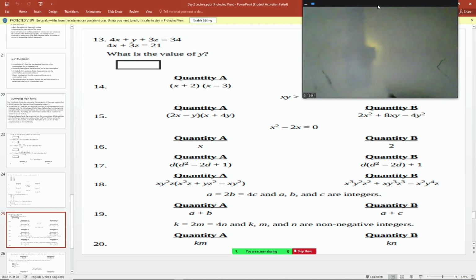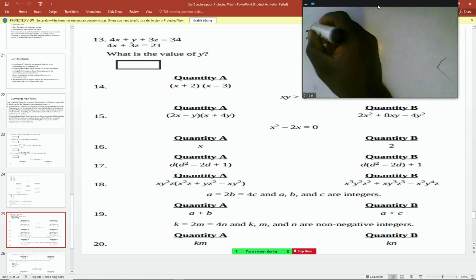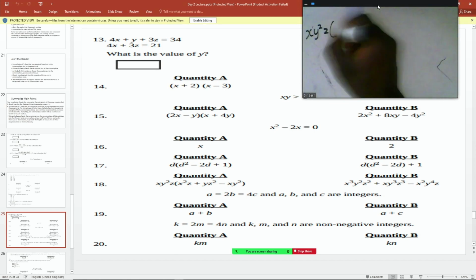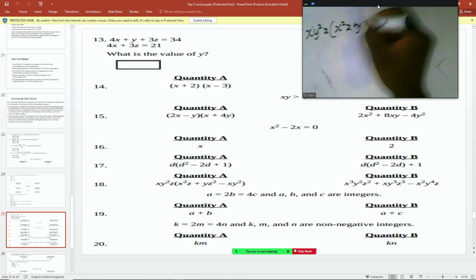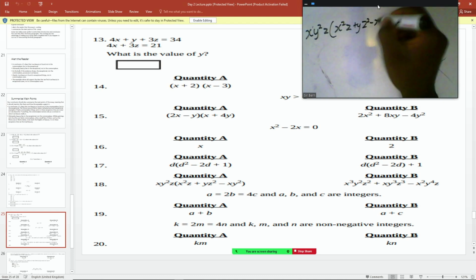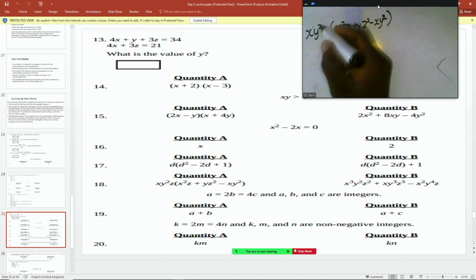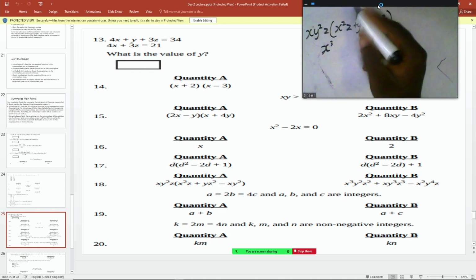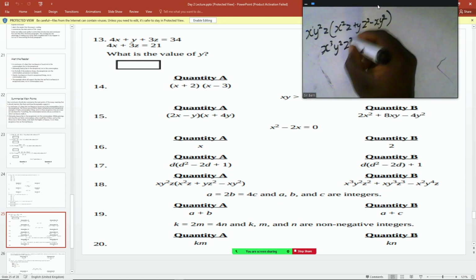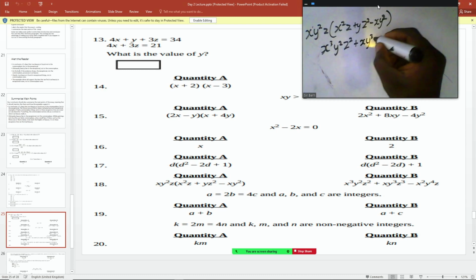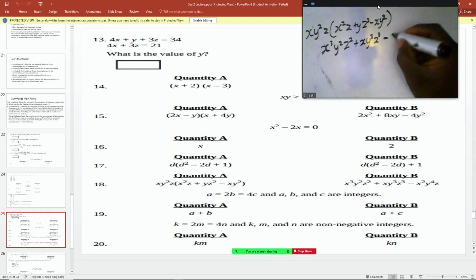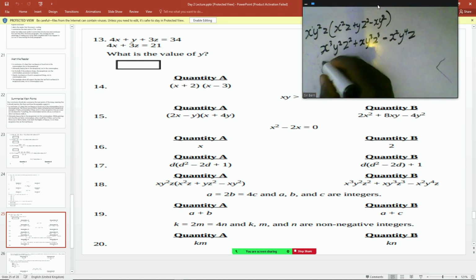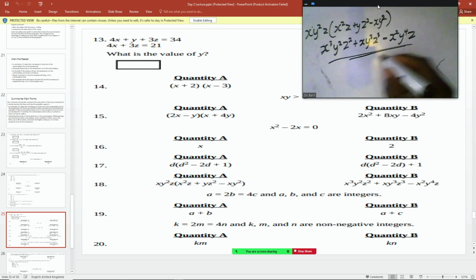Question 18. So we want to expand quantity A, x y squared z multiplying x squared z plus y z squared minus x y squared. So x y squared z multiplying this, we have x cubed, 1 plus 2, so 3. This one there's no z there, so y squared z squared, plus x y cubed z cubed, minus x squared y to the power 4 z. Comparing it to quantity B, we see that it is the same thing as quantity B, so the quantities are equal.